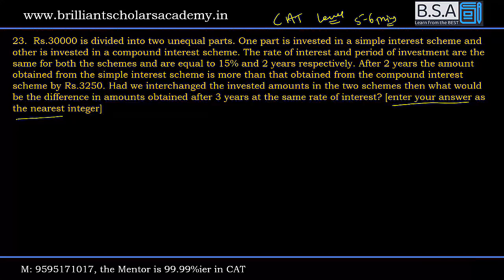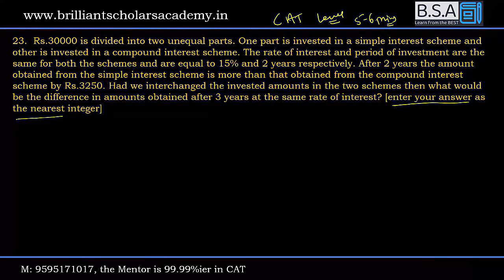After 2 years, the amount obtained from the simple interest scheme is more than the compound interest scheme by 3,250 rupees. Had we interchanged the invested amounts in the two schemes, the difference after 3 years would be? 3 साल के बाद difference क्या होगा?